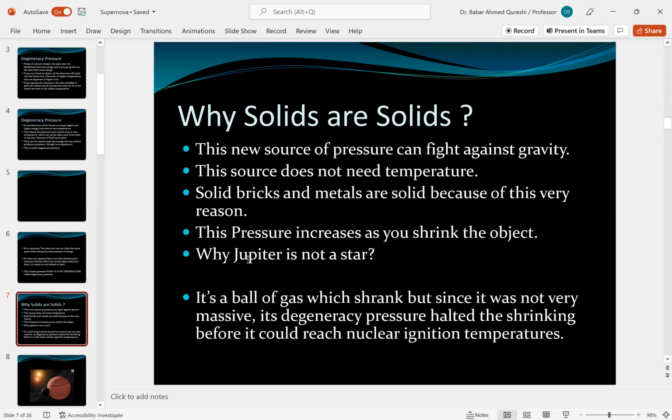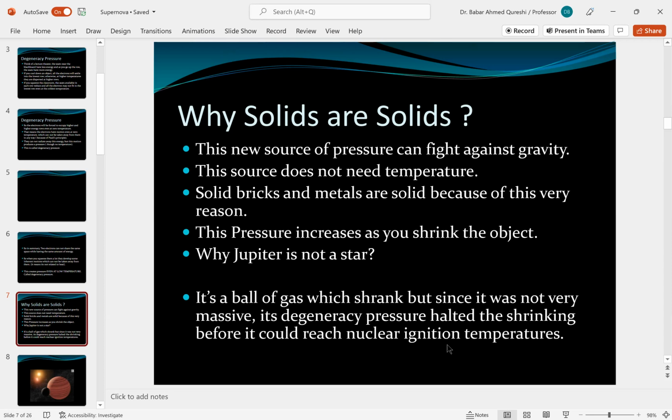And this is exactly the reason why Jupiter is not a star. It's a ball of gas which shrank, but since it was not very massive, its degeneracy pressure halted the shrinking before it could reach nuclear ignition temperature.